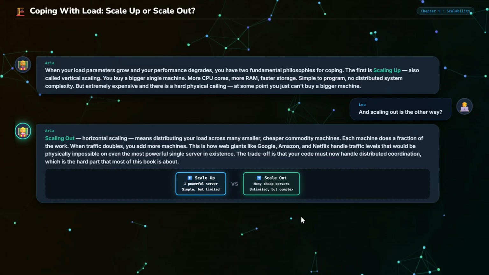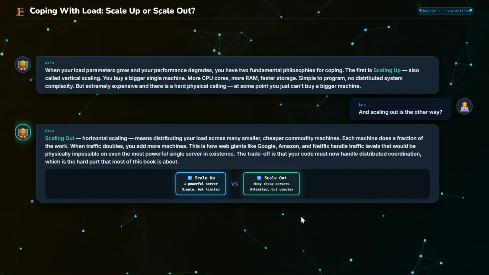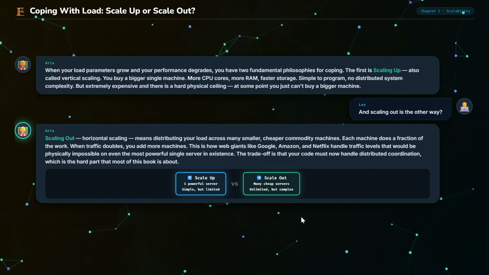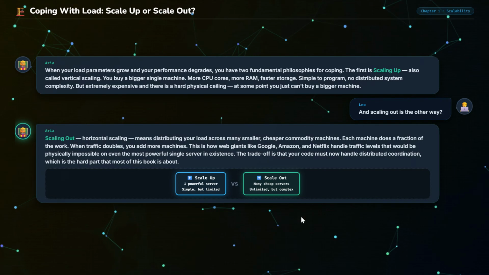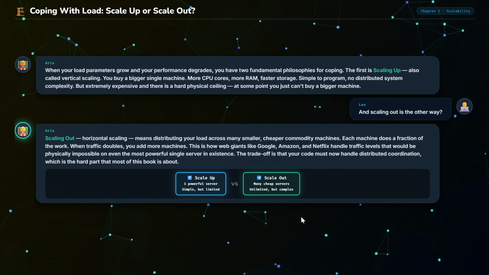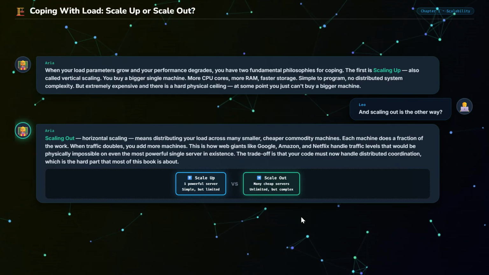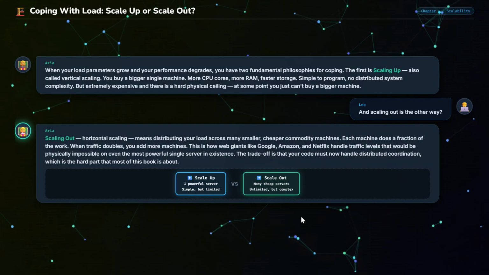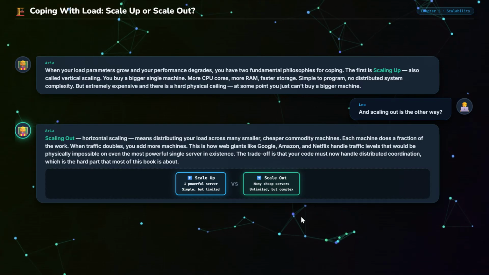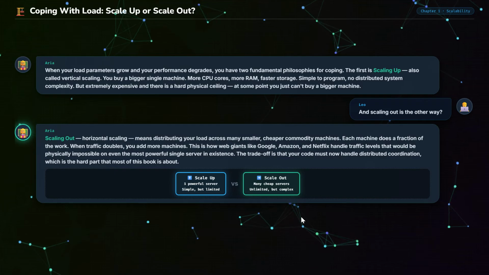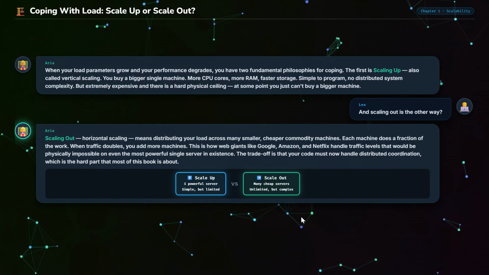First, it is exponentially expensive. Doubling the performance of a server often costs 4 or 8 times as much money. Second, there is a hard physical ceiling. At some point, you simply cannot buy a bigger machine. The most powerful server money can buy will still not handle the traffic of a Google or a Facebook. That is where horizontal scaling out comes in.